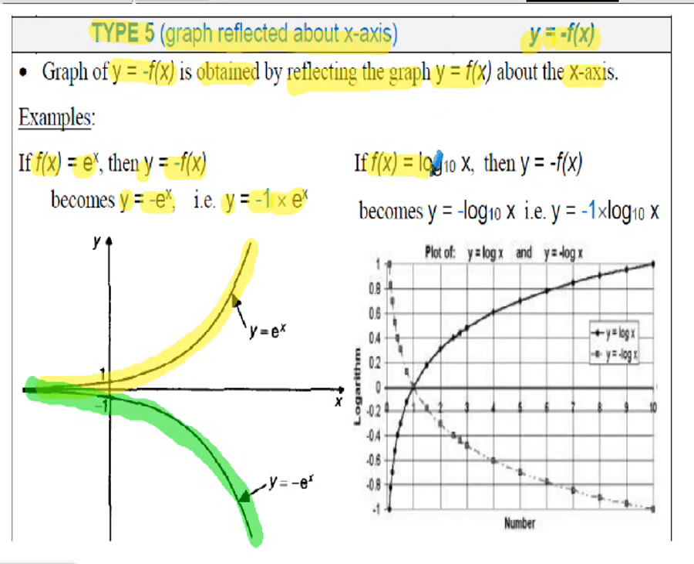Another example, if the function of x is equal to log to the base 10 of x, the common logarithm, then y is equal to negative function of x becomes y is equal to negative log to the base 10 of x. Again, you could think of that, if you like, as y is equal to negative 1 multiplied by log to the base 10 of x. So plotting log to the base 10 of x, we would get this shape here on our graph. And if we plot the equation y is equal to negative log of x, we would get this shape. Again, a mirror image about the x-axis.